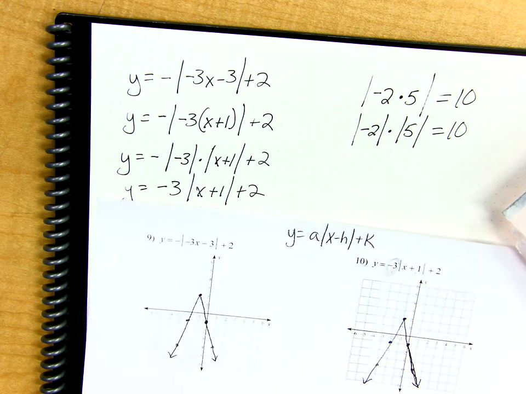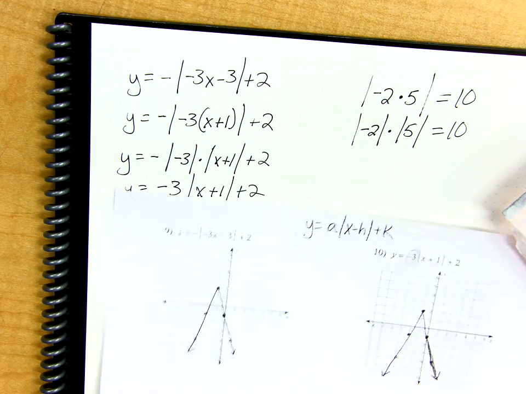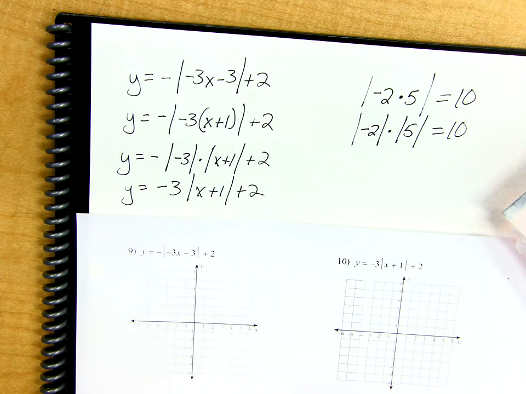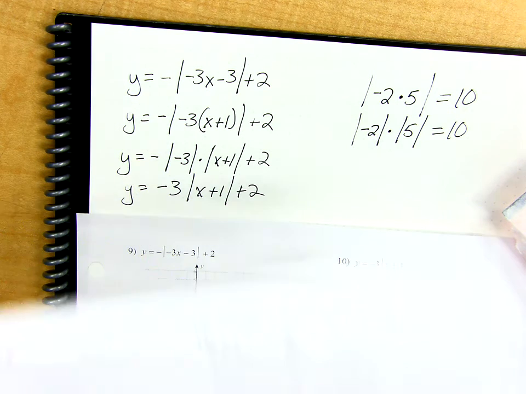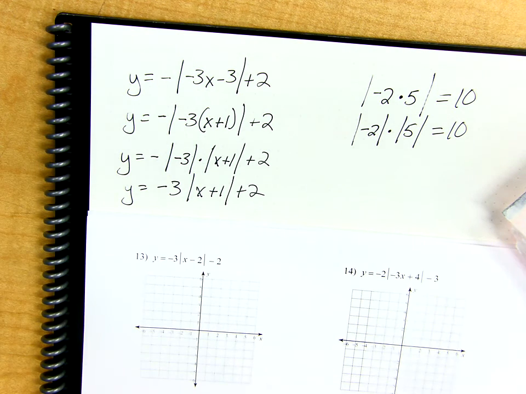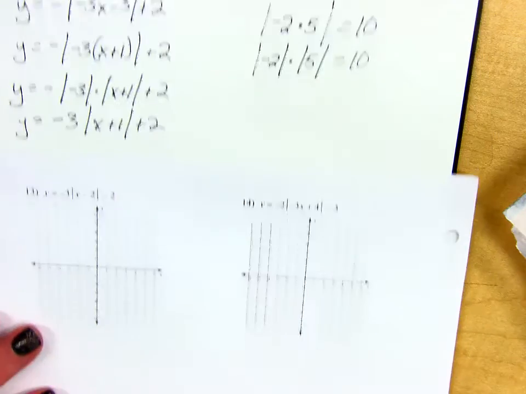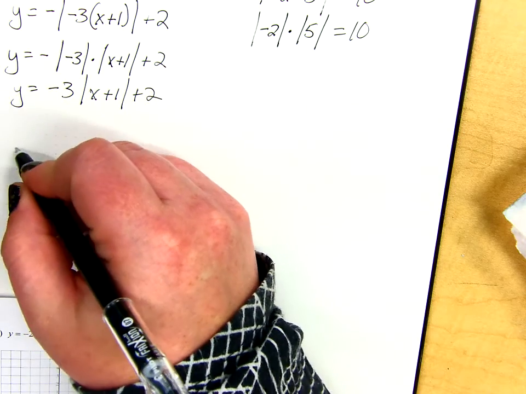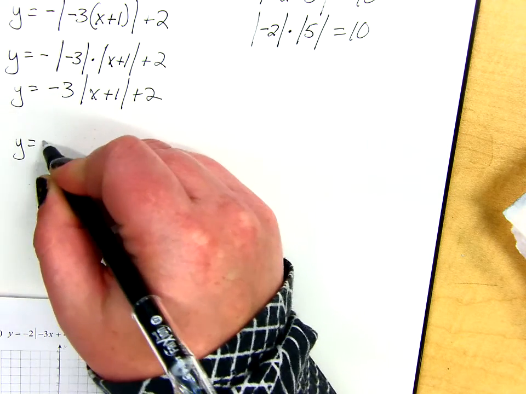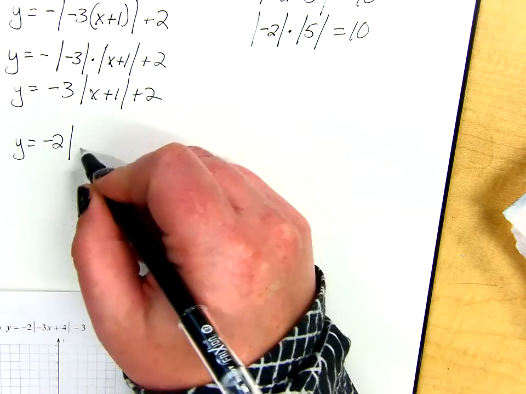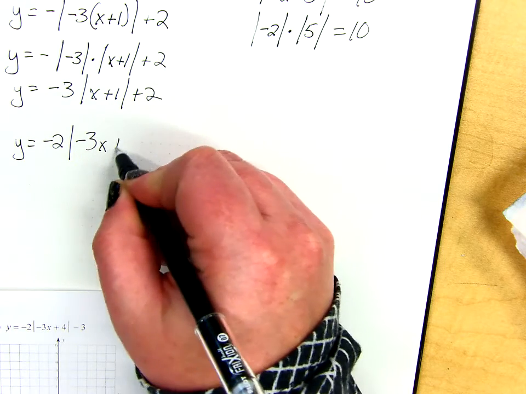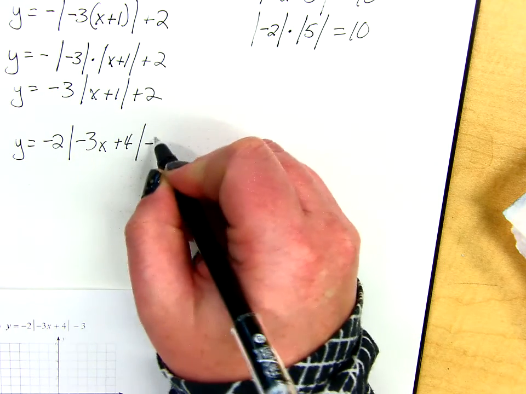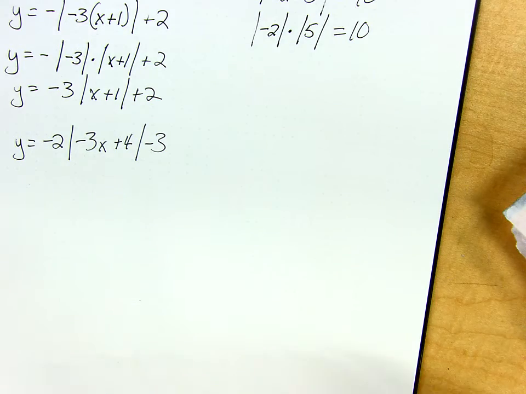All right, let's try another one like this. I think if we flip this paper over. Okay, let's try number 14 as another one like this. Let's recopy it here because I need more space. Negative 2, absolute value of negative 3x plus 4. Oh, this is a really good one.